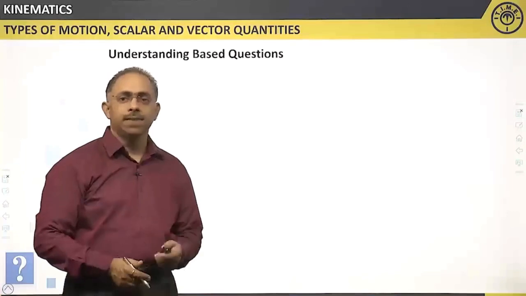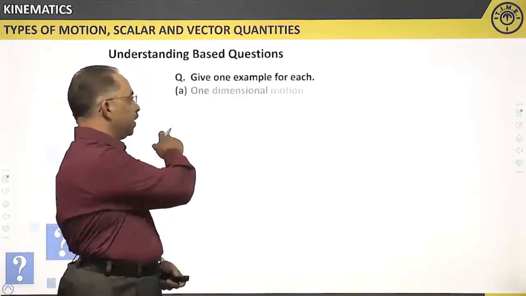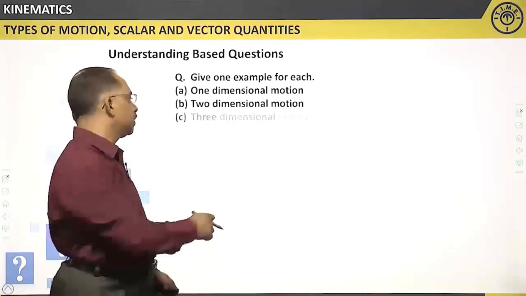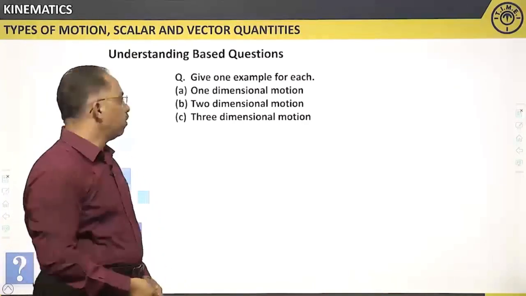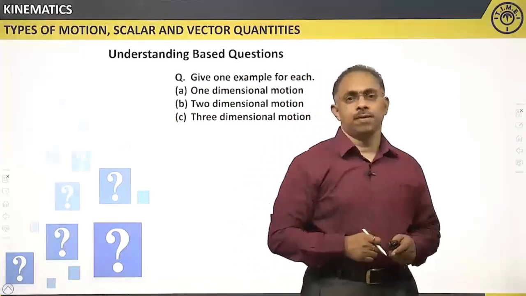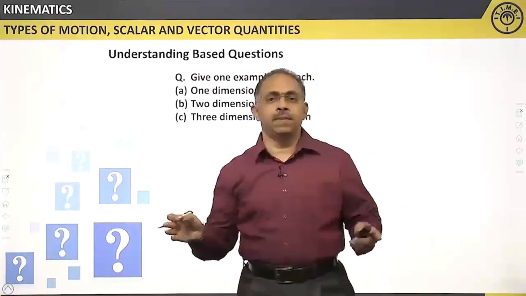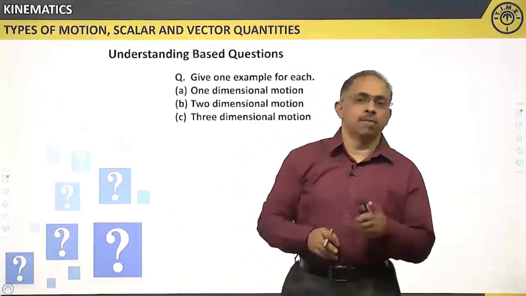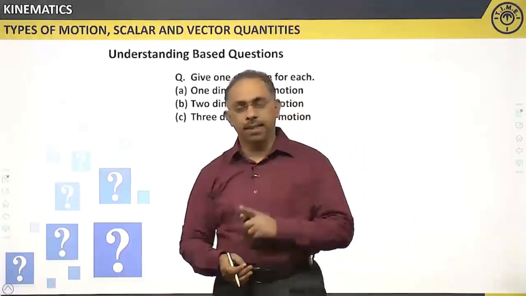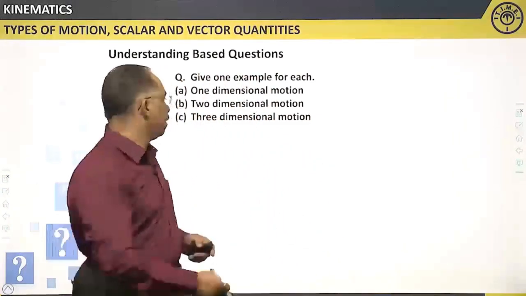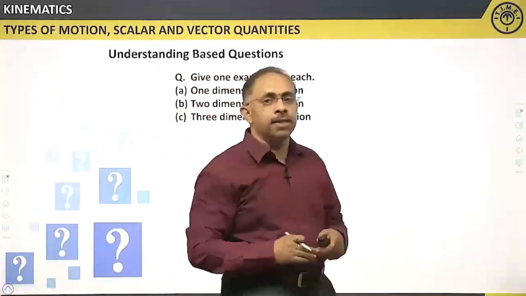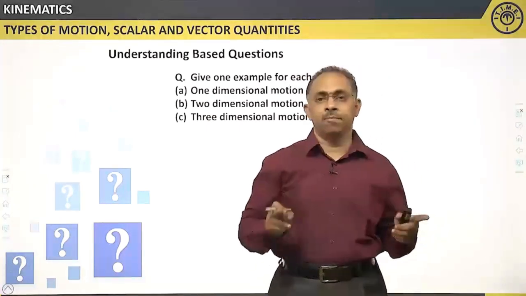Clear? Let us see the next question. Give an example for each: one-dimensional motion, two-dimensional motion, and three-dimensional motion. What do you think of one-dimensional motion? It means the body is moving along a straight path. It does not deviate in its path, it is going along a straight path. So, I can take the motion of a train along its straight track. That is an example of one-dimensional motion. Coming to two-dimensional motion, it means that the given body is moving in two different directions at the same time.